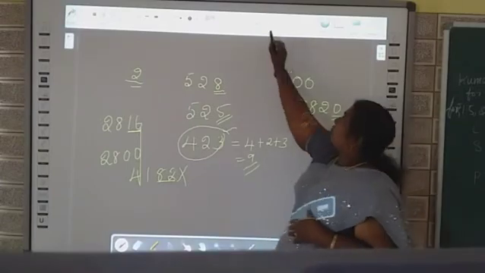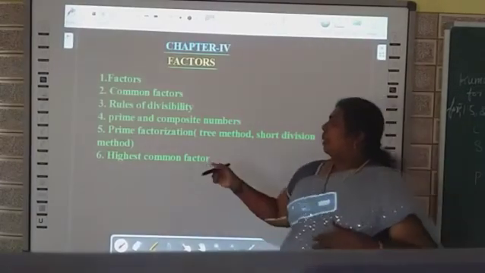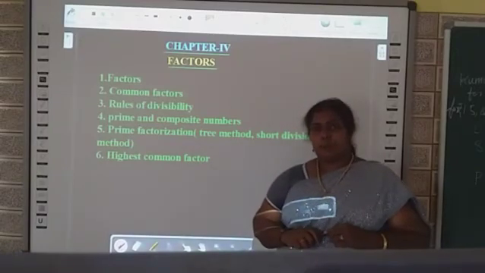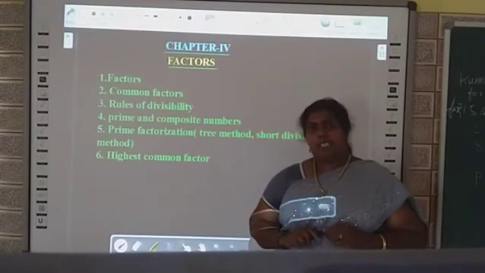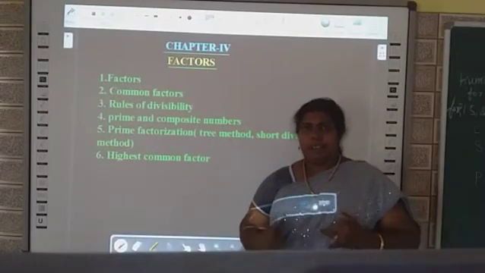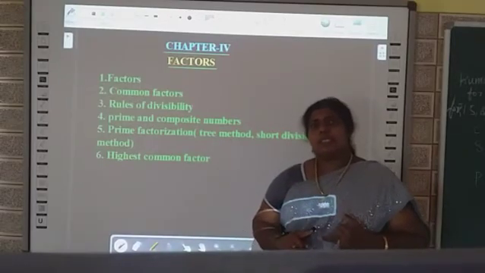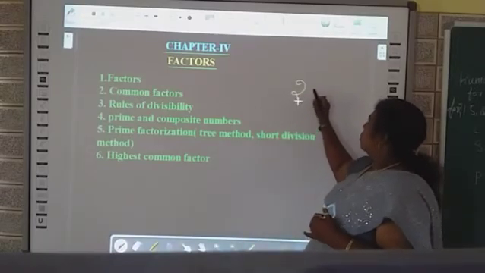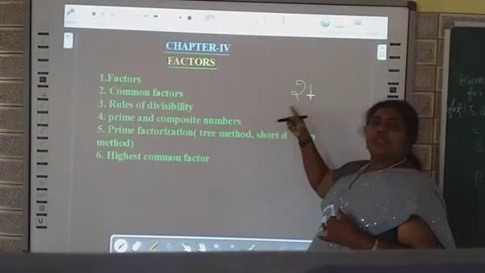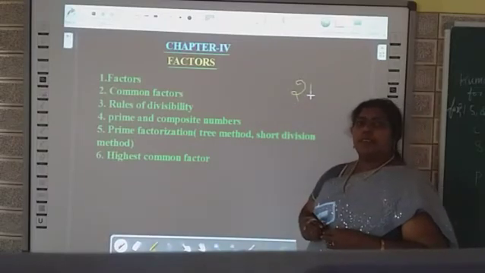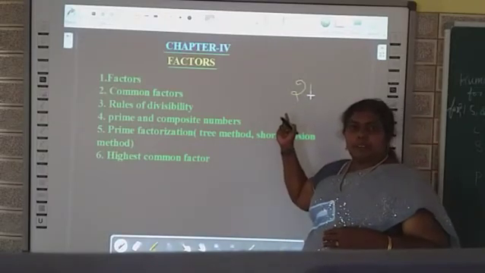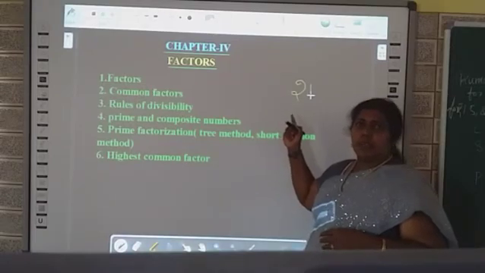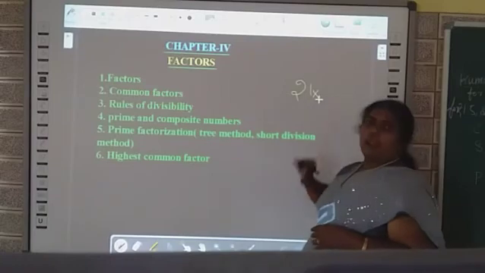Next is prime and composite numbers. What is a prime number? If the number is divisible only by 1 and the number itself, that is a prime number, right? For example, 21. Is 21 prime or composite? We can divide this number by 3, using the 3 table, 3 times 7 is 21, right? This is not a prime number.